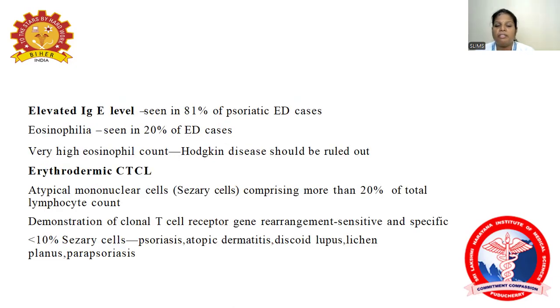Elevated IgE levels are seen in 81% of psoriatic erythroderma cases, and eosinophilia is seen in 20% of erythroderma cases, where a high eosinophil count is seen, Hodgkin's disease should also be ruled out. Erythrodermic CTCL shows atypical mononuclear cells, known as Sézary cells, comprising more than 20% of the total lymphocyte count. Demonstration of clonal T cell receptor gene rearrangement is a sensitive and specific test. Less than 10% Sézary cells are present in psoriasis, atopic dermatitis, discoid lupus, lichen planus and parapsoriasis.